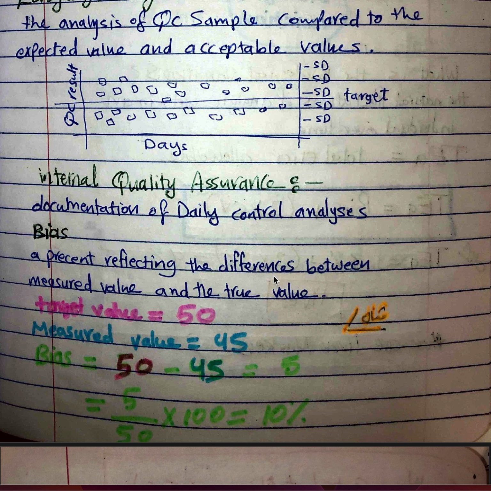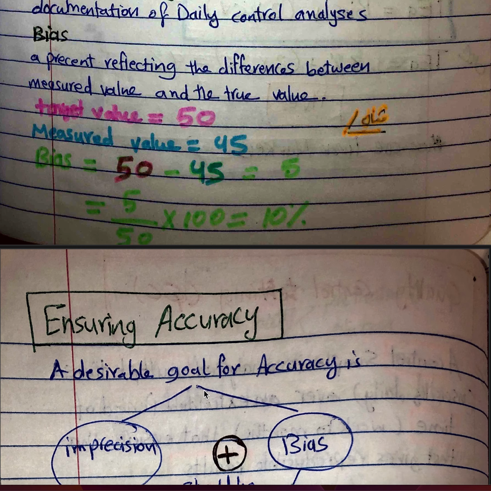Bias is a percentage reflecting the difference between the measured value and the true value, how much it deviates from the true value. For example, if the target value is 50 and what we measure is 45, the difference is 50 minus 45, which is 5. Then the difference divided by the true value, multiplied by 100, gives the bias percentage.